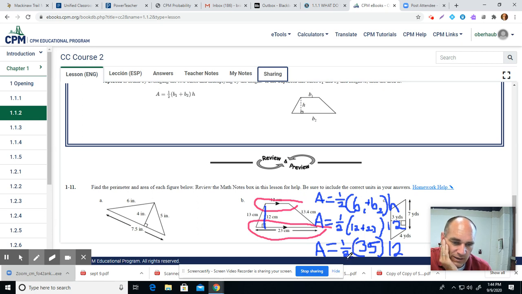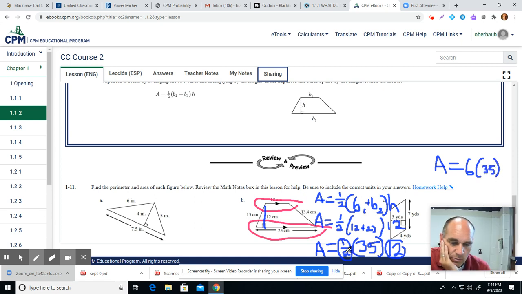I'm going to actually do my 1/2 times 12 first. And 1/2 of 12 is 6. I'm going to come up here so you can see. So 1/2 of 12 is 6. And now I can multiply that by the 35.